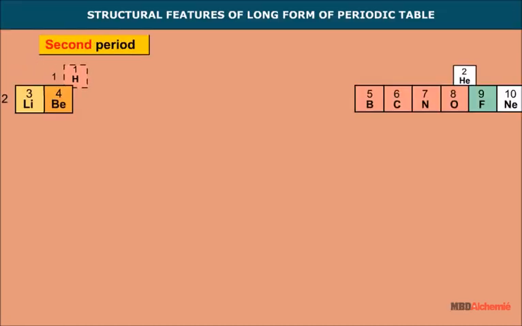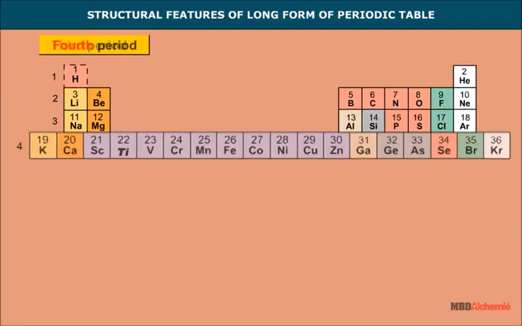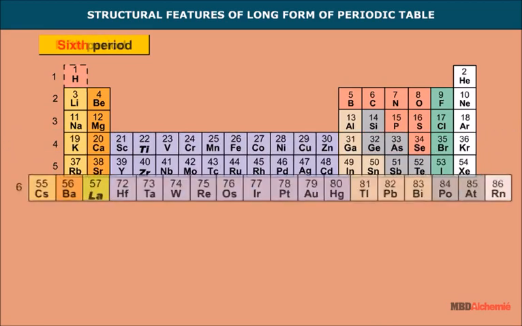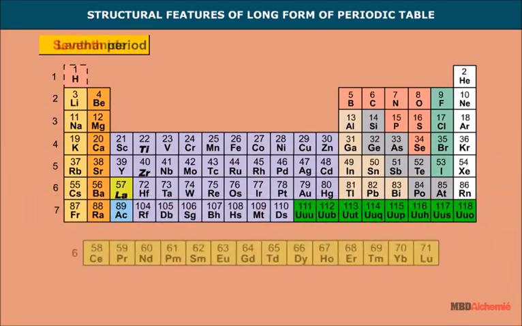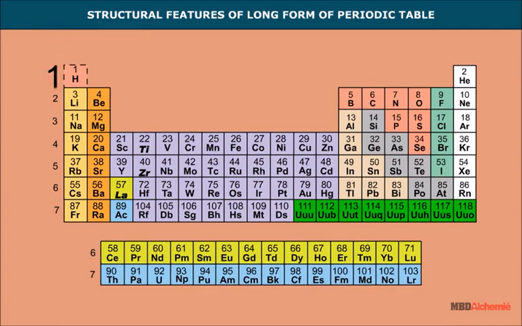In the periodic table, there are 7 horizontal rows called periods. All the periods are given here, coming one by one. First period consists of 2 elements, hydrogen to helium. Second consists of 8 elements, lithium to neon. Third period consists of 8 elements, sodium to argon. Fourth period consists of 18 elements, potassium to krypton.